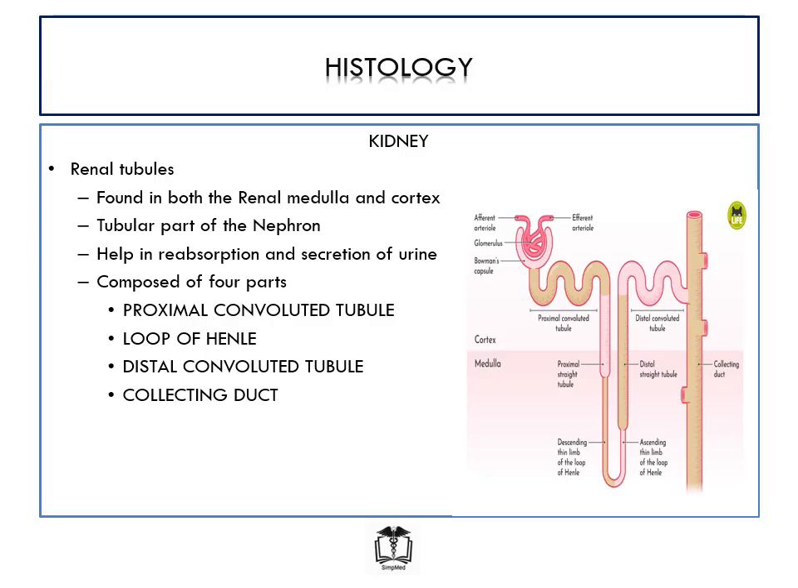Then we have the distal convoluted tubule, which is just a mirror image of the proximal convoluted tubule, but found also in the cortex and also an extension of the loop of Henle. And then finally, we have the collecting duct that is extending from the cortex into the medulla and eventually draining into the renal papilla. We'll talk about each of these various aspects and then what is unique histologically to each of them.